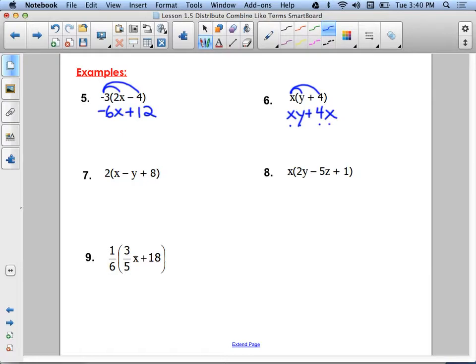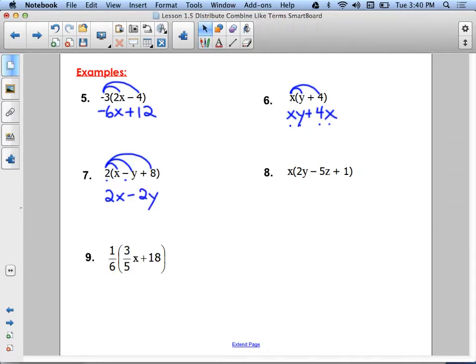Let's look at number 7. We have a 2 being multiplied by the entire quantity, x minus y plus 8. So we've got 2 times x, 2 times negative y, and 2 times 8. It's really important that we remember that this negative sign goes with the y. So 2 times x is 2x. 2 times negative y is negative 2y, because this is like, again, like a negative 1y, all right? So we'll do 2 times negative 1 and get negative 2y here.